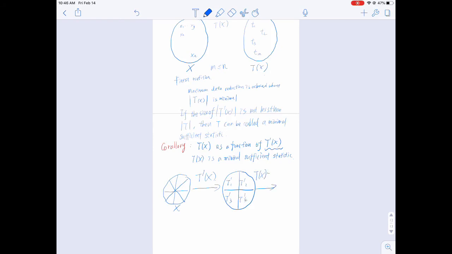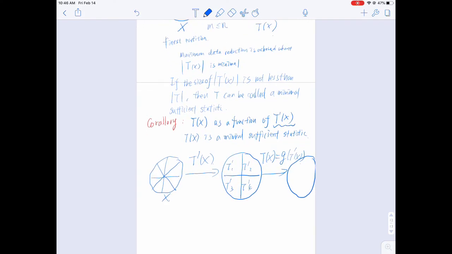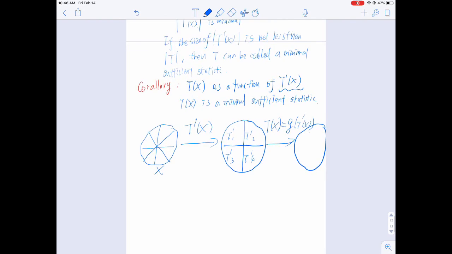We know T(x) is indeed a function of T'(x). We can write it as T(x) equal to g(T'(x)). And if we apply this T(x) onto T'(x), we're going to achieve further dimension reduction. Instead of having 4 elements, we actually only have 2 elements. So you can see T(x) achieves the maximum data reduction.